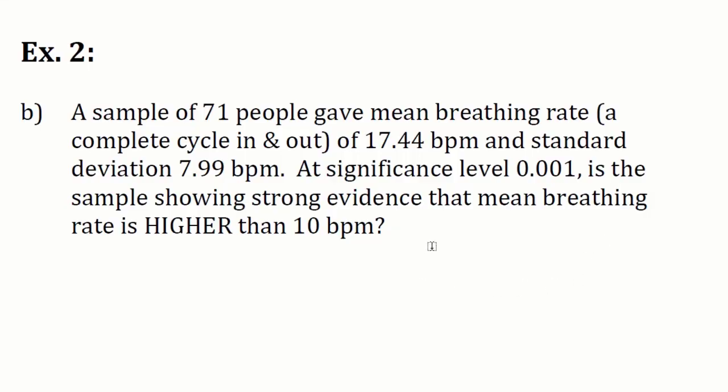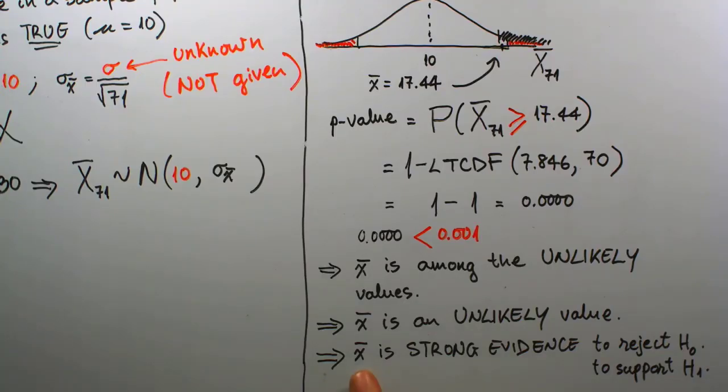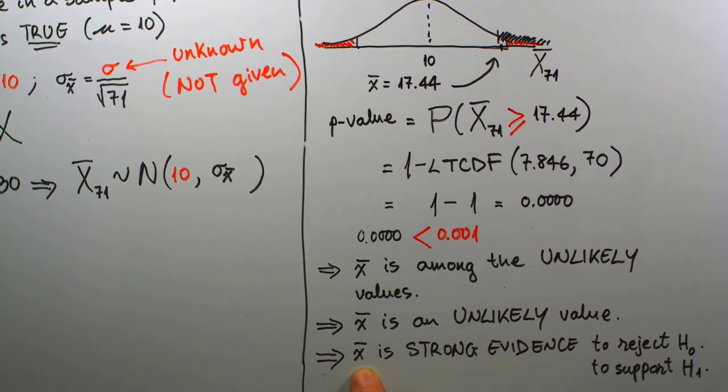Now back to the actual wording of the problem itself. The way the question is worded, it is ultimately a yes or no question. Is the sample showing strong evidence? In our conclusion, just now we stated that our sample is showing strong evidence. So the ultimate answer to the question I have just now shown on the computer screen is yes.